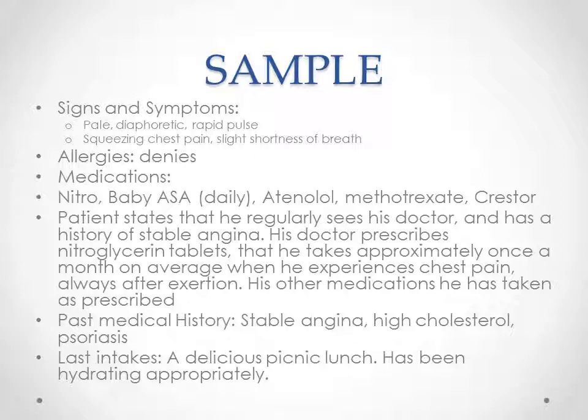Patient states that he regularly sees his doctor and has a history of stable angina. His doctor prescribed nitro tablets that he takes approximately once a month on average when he experiences chest pain, always after exertion. His other medication he has taken as prescribed.